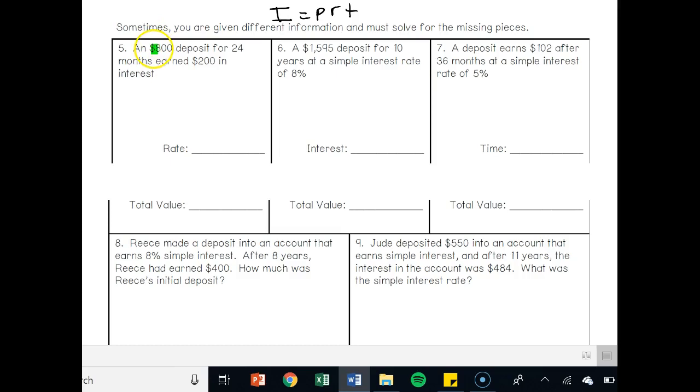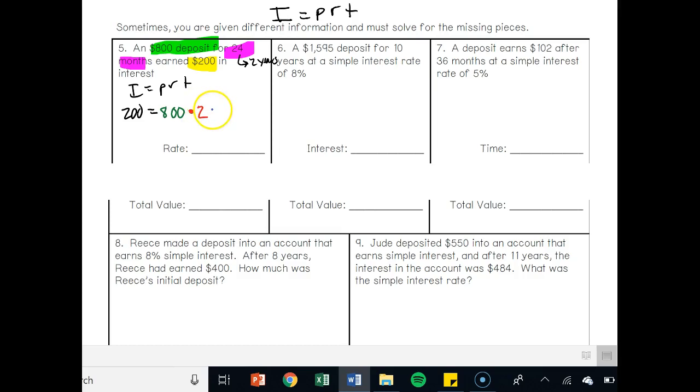Alright, so if I have an $800 deposit, that I equals PRT. I know definitely my principal. If I got 24 months, I know my time. And remember, we always do time in years, so that's 2 years. And then if I earned $200, that's my interest. So really now if I plug this stuff in, 200, that was my interest, is equal to my principal, which was $800, times my rate, which I don't know, times my time, which was 2 years.